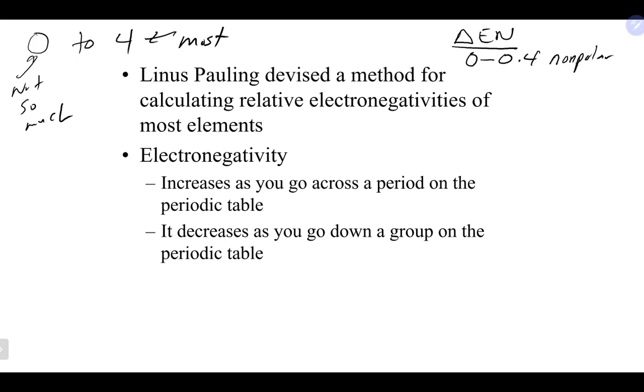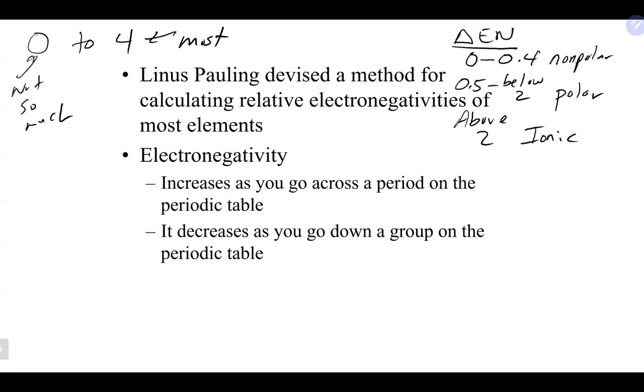So equal sharing of electrons. If you go above 0.4, so we'll call it 0.5, to below 2, that is going to result in some type of polar bond, which is unequal sharing of electrons. And typically, if you go above 2, and not in all cases, that will result in an ionic bond.